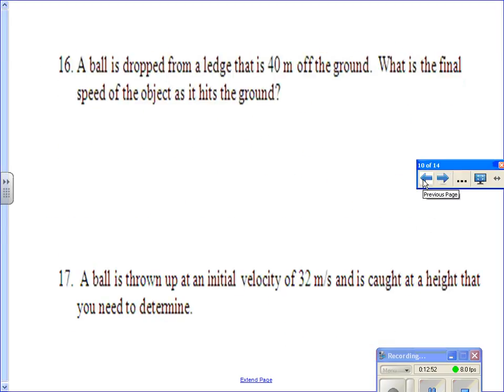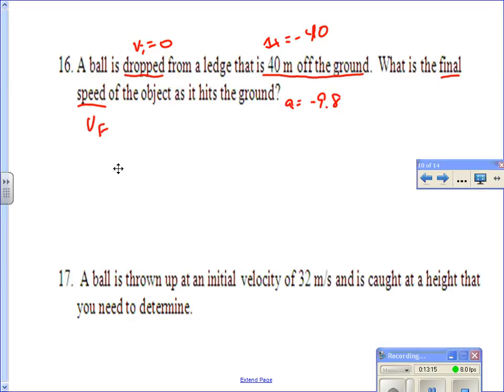So number 16 asks, a ball is dropped from a ledge that is 40 meters off the ground. That means it's going to fall from there. So since it's dropped, your VI is 0. It's going to fall, so my delta x is negative 40. What's the final velocity of the object? And we know that the acceleration is negative 9.8 because it's falling. So this is what we just got through working in our free fall stuff.